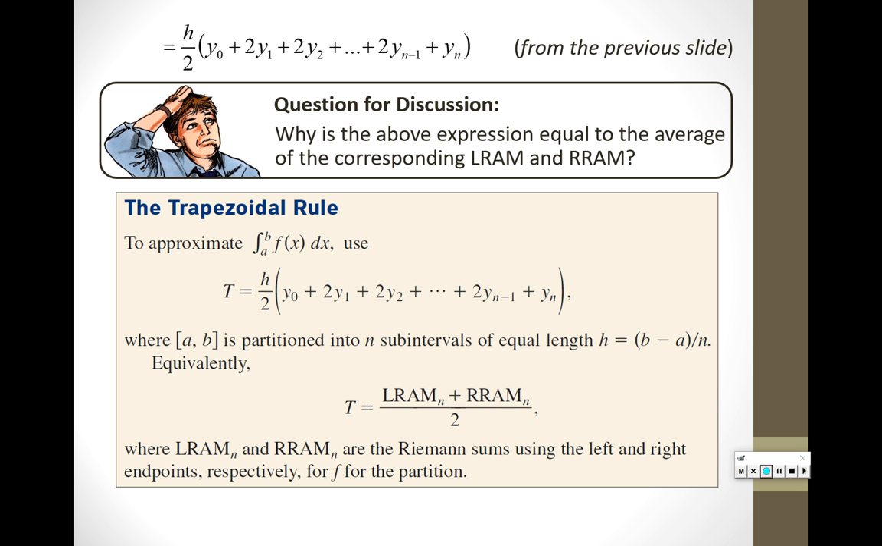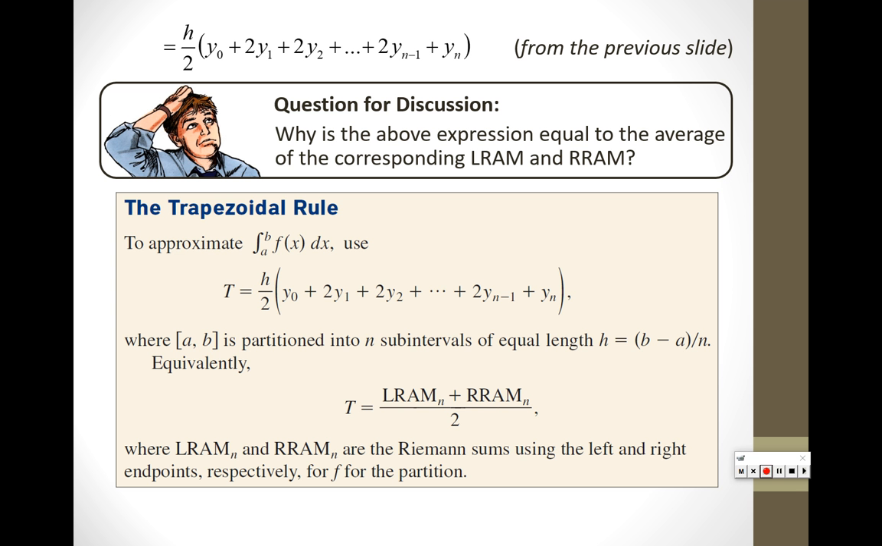It's just LRAM and RRAM divided by 2. Yeah, it's just the average of those two, which sort of makes sense that you'd go halfway in between these two to get a better approximation. LRAM will be either too big or too small. RRAM will be either too big or too small, but average those and you're going to get something close to the middle. Why is the above expression, I explained that.